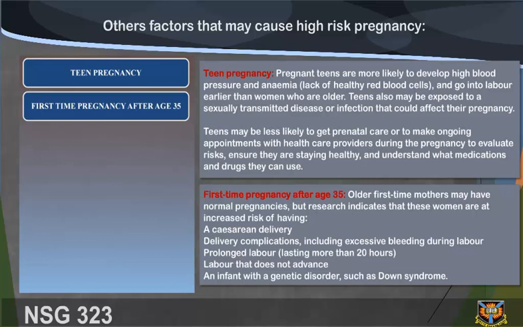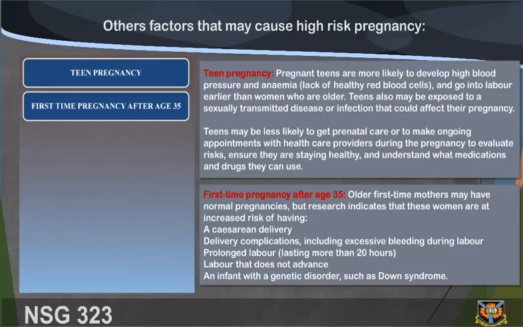Teen pregnancy. Pregnant teens are more likely to develop high blood pressure and anemia, lack of healthy red blood cells, and go into labor earlier than women who are older. Teens also may be exposed to a sexually transmitted disease or infection that could affect their pregnancy. Teens may be less likely to get prenatal care or to make ongoing appointments with healthcare providers during the pregnancy to evaluate risk, ensure they are staying healthy, and understand what medications and drugs they can use.